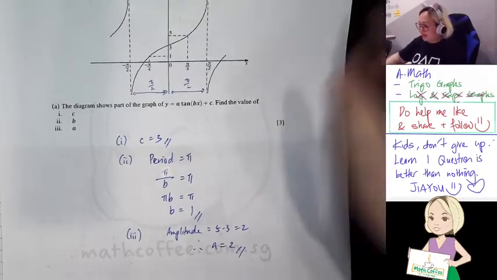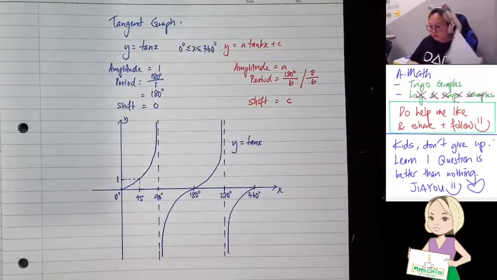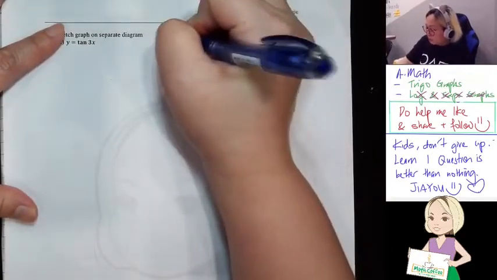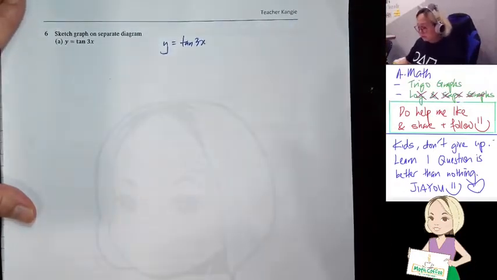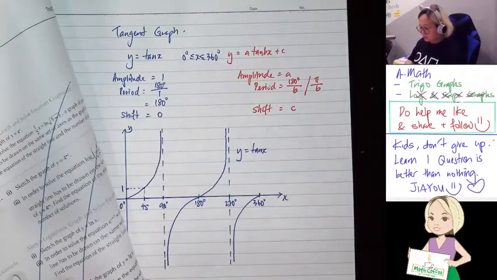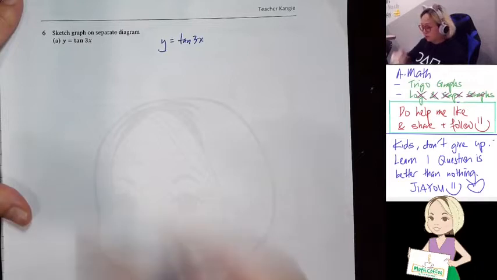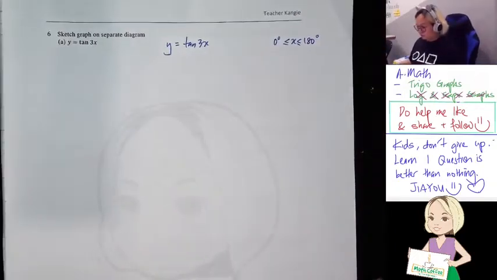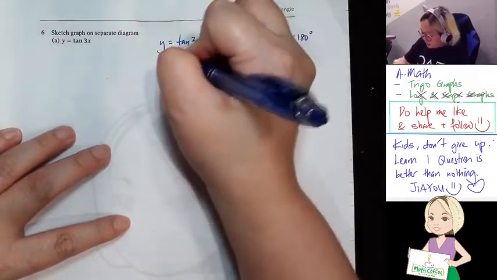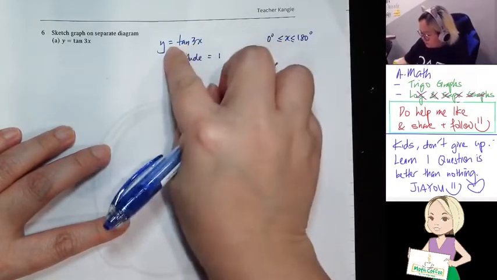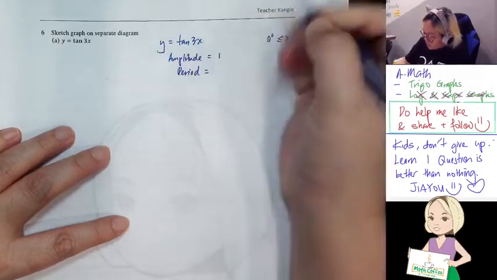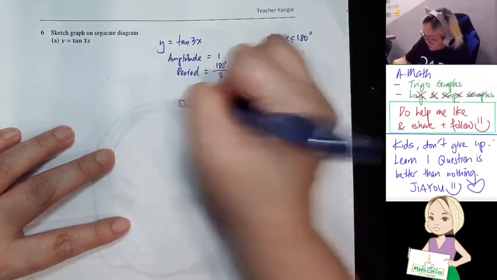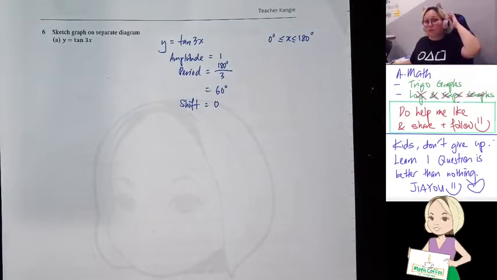Okay, let's move on to the last question for the day, which is to plot y equals tangent 3x. Same thing. Why did I never put the range? Okay, let's assume that I want to draw from 0 to 180 degrees. So let's start and find out my amplitude. My amplitude is equal to 1. My period will be 180 degrees divided by 3, which is 60 degrees. My shift is equal to 0.